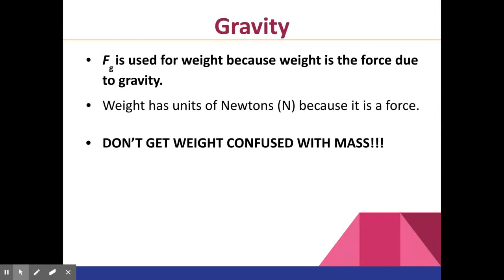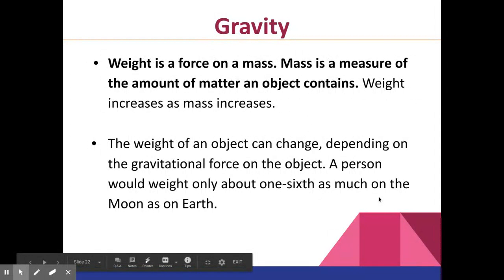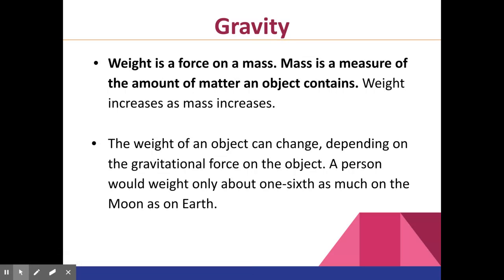Now, and I've already mentioned this, but we cannot get weight and mass confused because they're two separate things. And they both have something to do with these calculations. So remember, weight is a force on a mass, whereas a mass is a measurement of how much matter an object contains. Weight increases as mass increases, okay? But the weight of an object can change depending on the gravitational force on an object. A person would weigh only about 1/6 as much on the moon as they would on the Earth, okay?